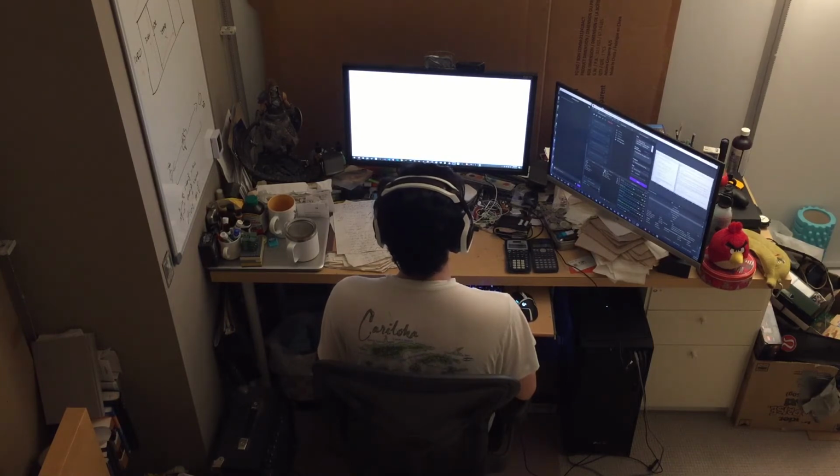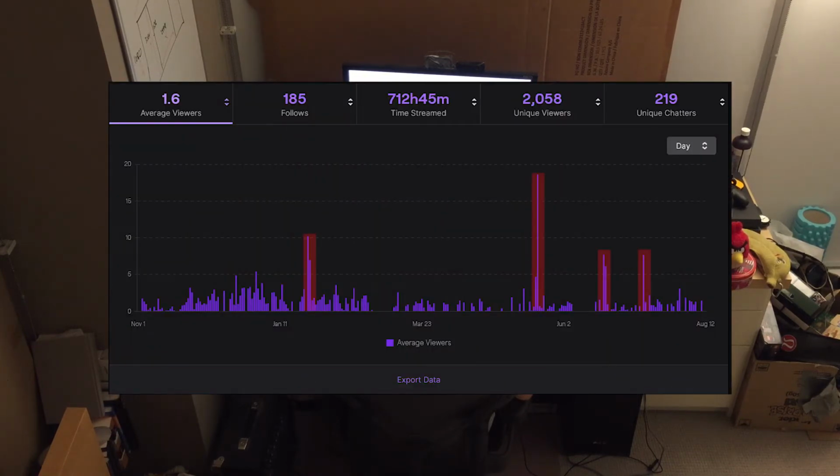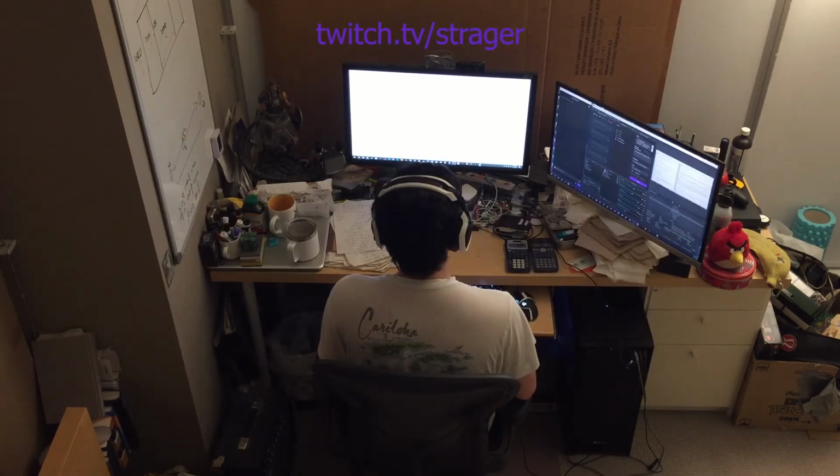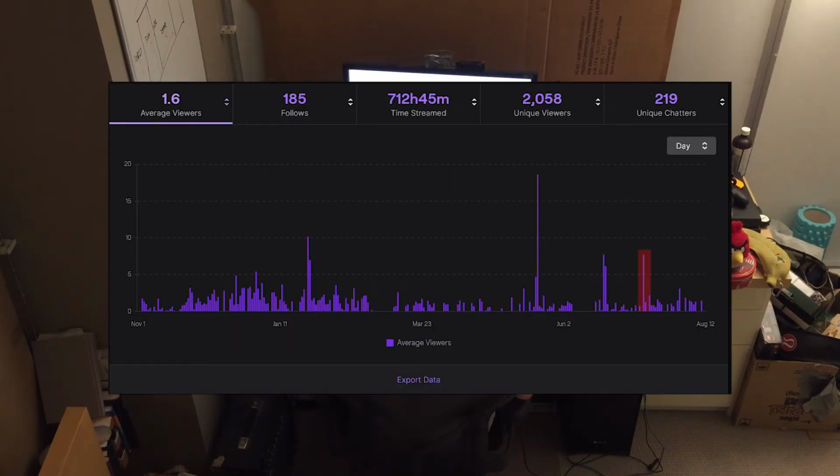The big view spikes here are raids from fellow programmer streamer Stragger. These help boost the numbers, but not quite enough to get the 3 average viewers for a sub button. The raid on July 12 was particularly helpful in boosting wishlists since the trailer just came out and I had somewhere to point people to.